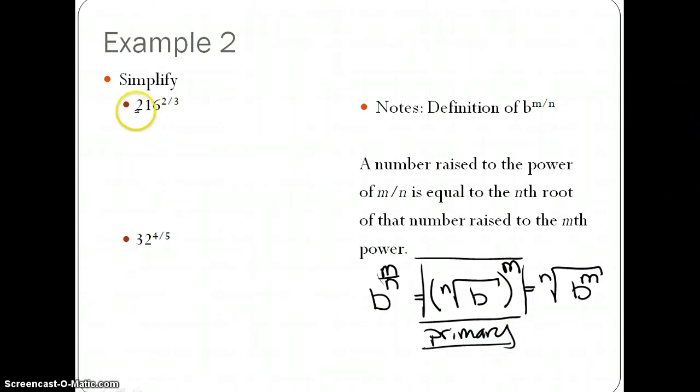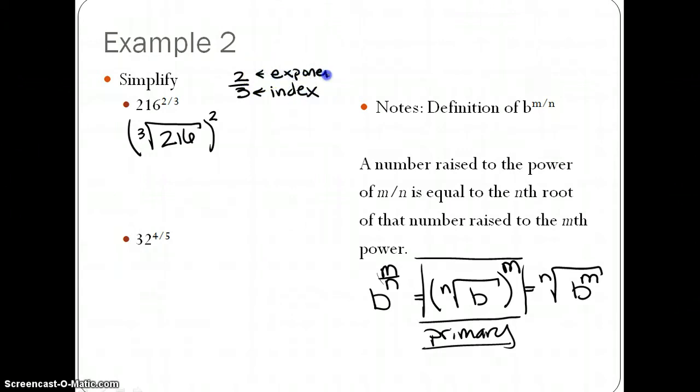So again, we have 216 to the 2/3. That's the same thing as saying the cube root of 216, and then the whole thing is squared. Because again, we're dealing with 2 divided by 3, where the denominator becomes the index, and then the numerator is just a basic exponent. Okay? So simplify this. The cube root of 216 is 6. And then you're going to take 6 and square it and get 36.